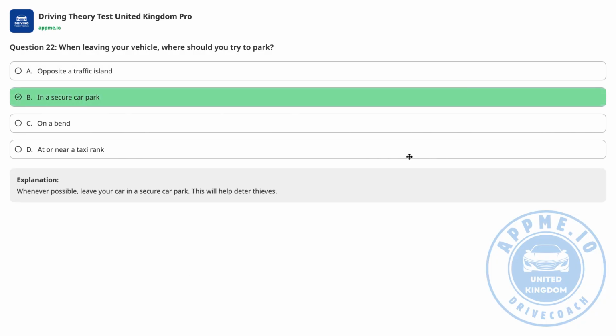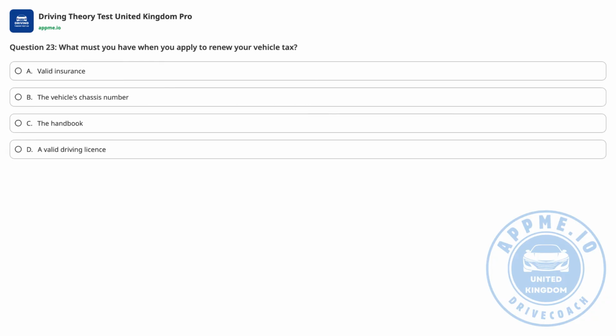The correct answer is B. Question 23. What must you have when you apply to renew your vehicle tax? A. Valid insurance. B. The vehicle's chassis number. C. The handbook. D. A valid driving license.